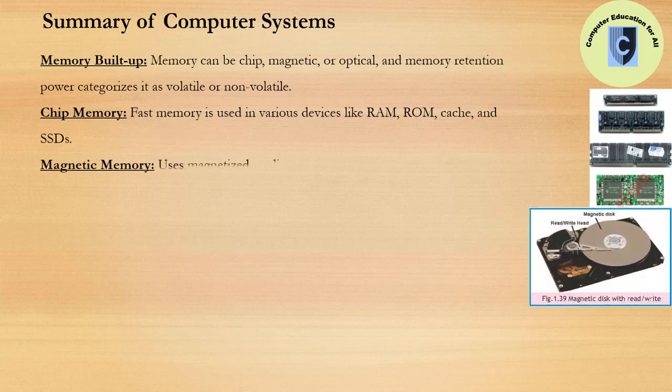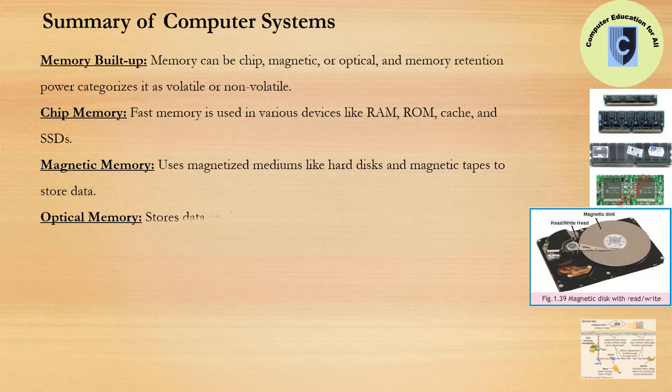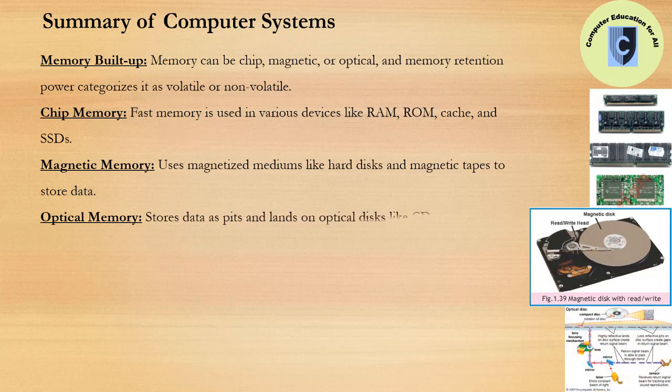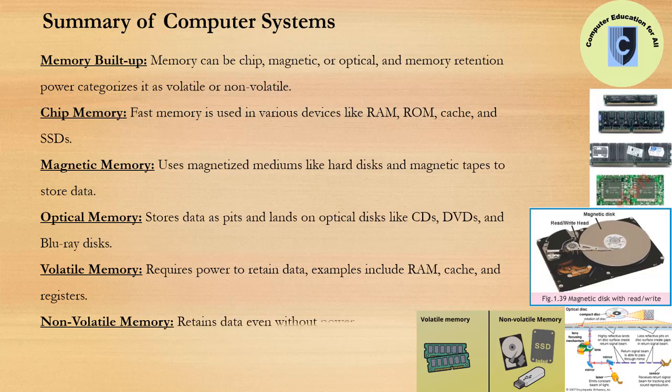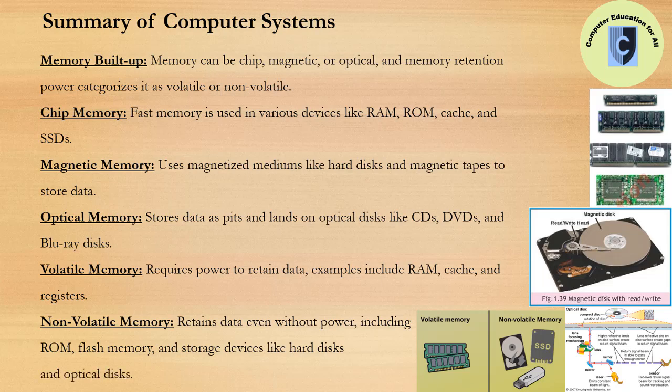Magnetic memory uses magnetized mediums like hard disks and magnetic tapes to store data. Optical memory stores data as bits and lands on optical disks like CDs, DVDs, and Blu-ray discs. Volatile memory requires power to retain data. Examples include RAM, cache, and registers. Non-volatile memory retains data even without power, including ROM, flash memory, and storage devices like hard disks and optical disks.